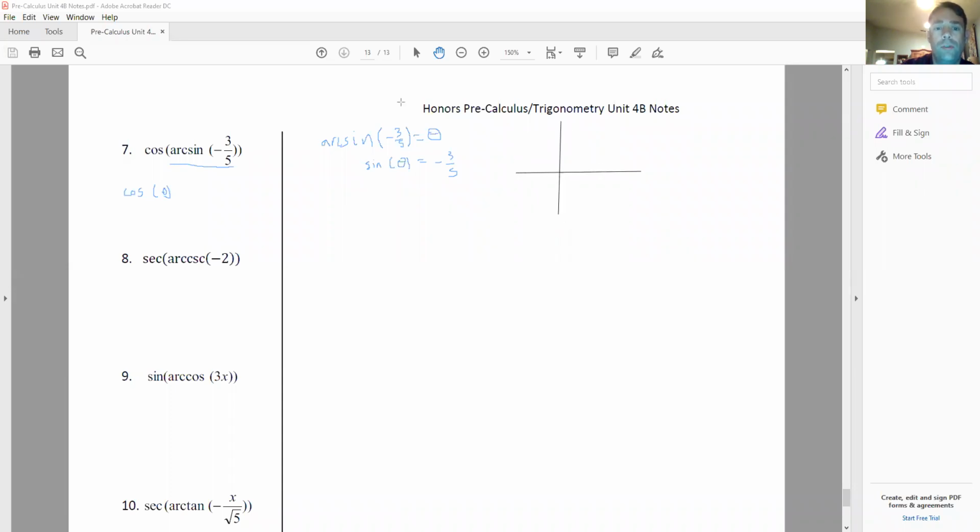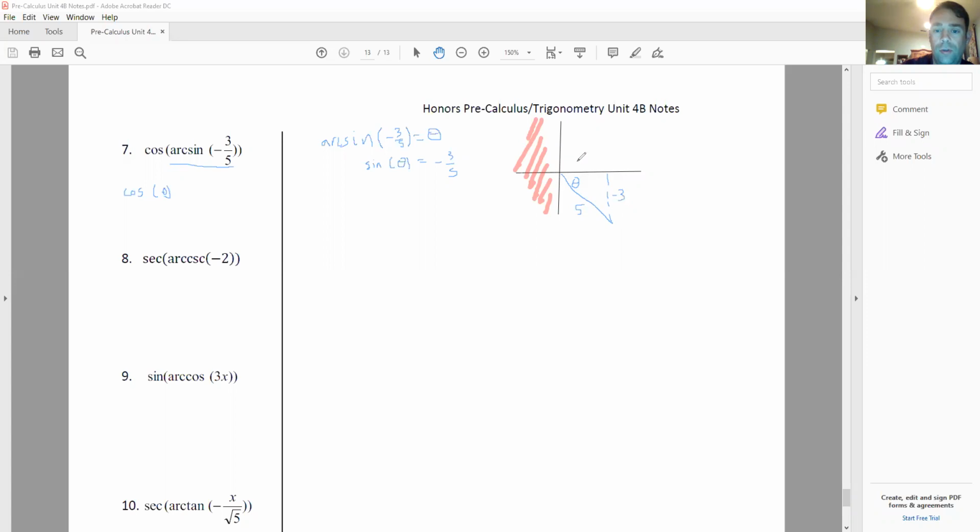We're going to cross off the domain part we don't need. So gone, gone, gone, gone, gone. And if it's -3/5, that means it's going to be down here in quadrant 4. And again, -3/5, I don't have that y value. But I don't need to.